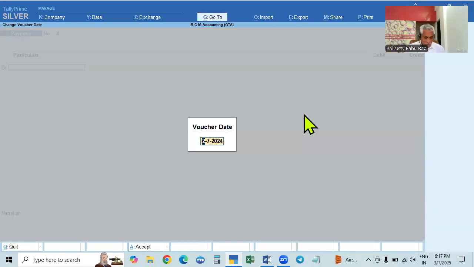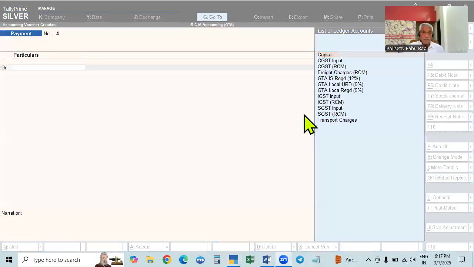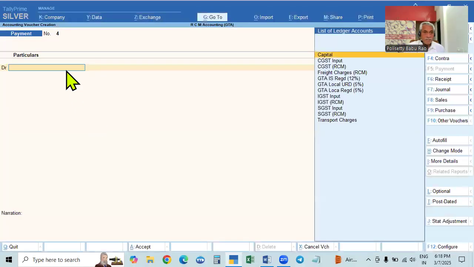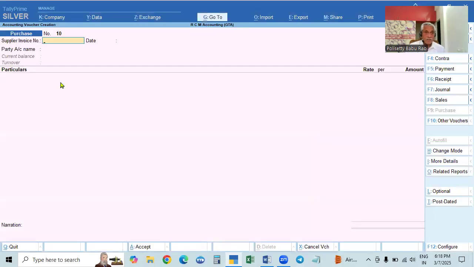The date, click F2, 17-2-24. See here, we are getting the service bill. We are getting the bill for the service from the GTA. We received a transport charges bill from an unregistered GTA from Hyderabad for 10,000 under RCM. Registered or unregistered, RCM will be applicable unless the registered GTA chooses the forward charge mechanism of 12%. So in this, you will take up here. We are purchasing the service. So go to F9, purchase the service.